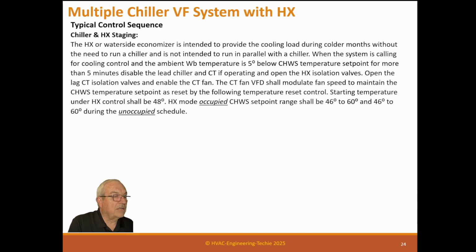Open the lag cooling tower isolation valves. Enable the cooling tower fan. The cooling tower fan VFD shall modulate fan speed to maintain the chill water temperature set point as reset by the following temperature reset control. Starting temperature under heat exchanger control should be 48 degrees. Heat exchanger mode occupied chill water supply set point range should be 46 to 60 degrees, and 46 to 60 degrees for unoccupied mode.